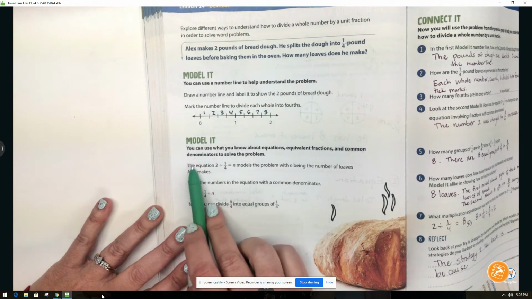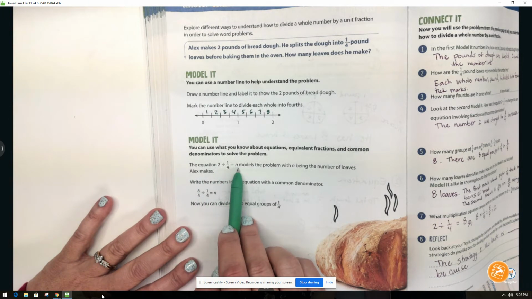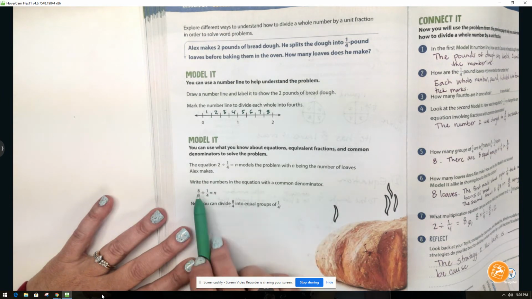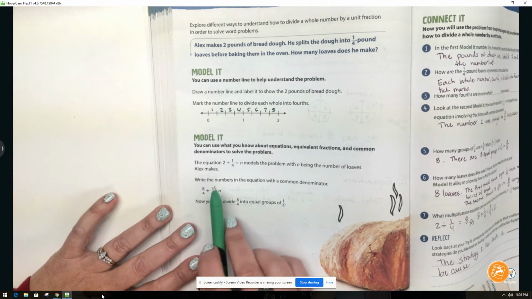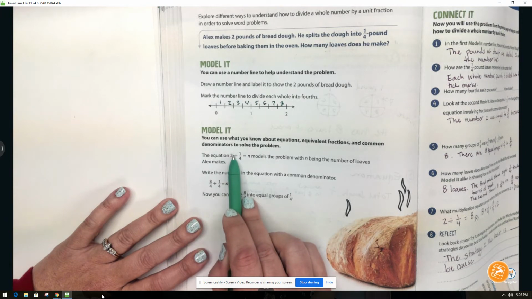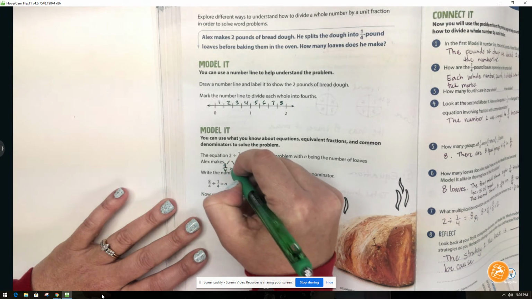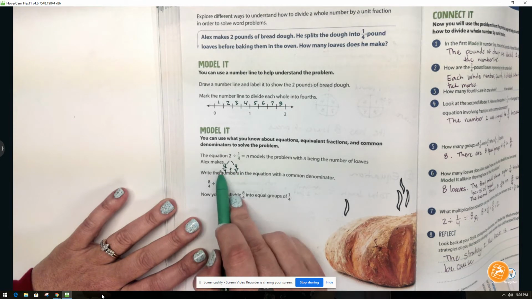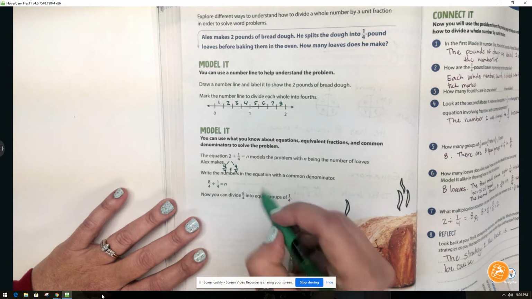Now, down below, we also could use an equation. Here it says the equation 2 divided by 1/4 equals n models the problem, with n being the number of loaves Alex makes. Write the numbers in the equation with a common denominator. So what they've done here is say, I know that 2 wholes is the same as 4 fourths plus 4 fourths, because we could break this 2 up into 4 fourths plus 4 fourths, which equals 8 fourths.